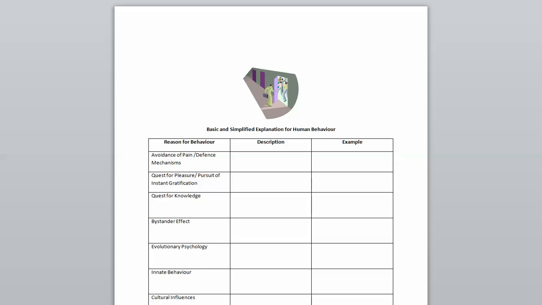So if you can take this chart, I will describe what each of these reasons are and then try to provide an example. Okay, so the first one is avoidance of pain and defense mechanisms. As humans, we don't want to be harmed, whether that's emotionally or physically, we try to avoid pain as much as possible. And you can see this in a traditional classroom.